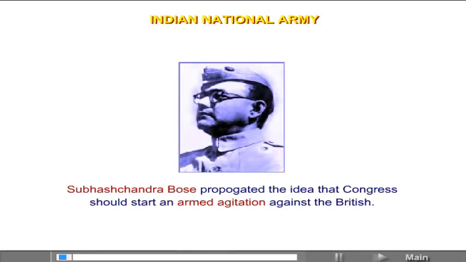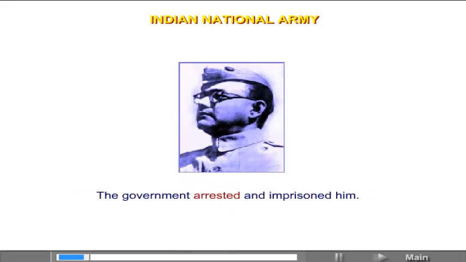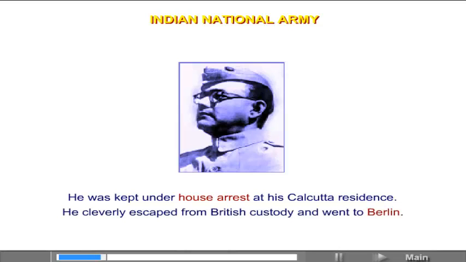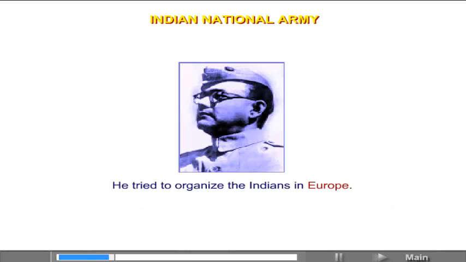Chapter 15. The Indian National Army. Subhash Chandra Bose propagated the idea that the Congress should start an armed agitation against the British. The government arrested him and imprisoned him. He was kept under house arrest at his Calcutta residence. He cleverly escaped from British custody and went to Berlin. He tried to organize the Indians in Europe. He started the Azad Hind Radio Center in Berlin.